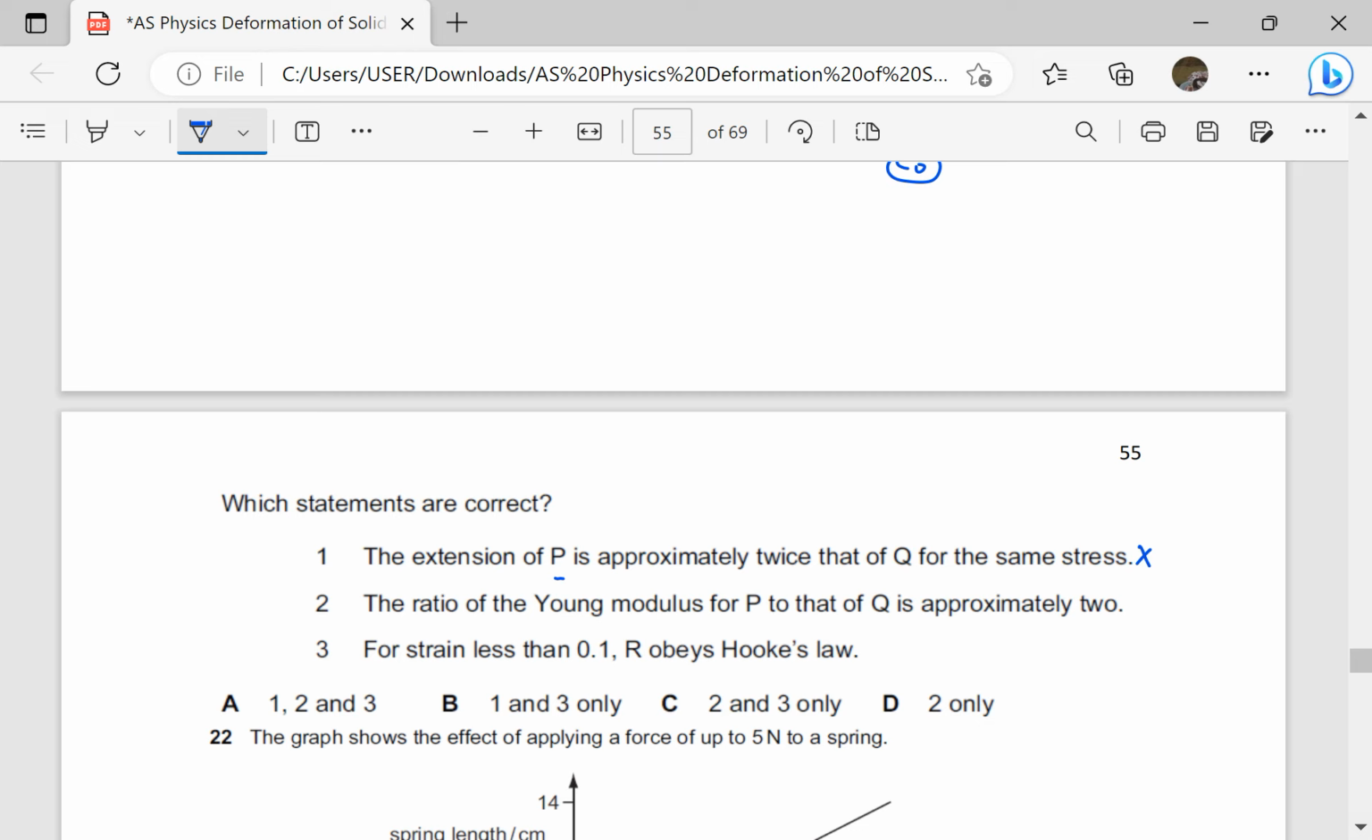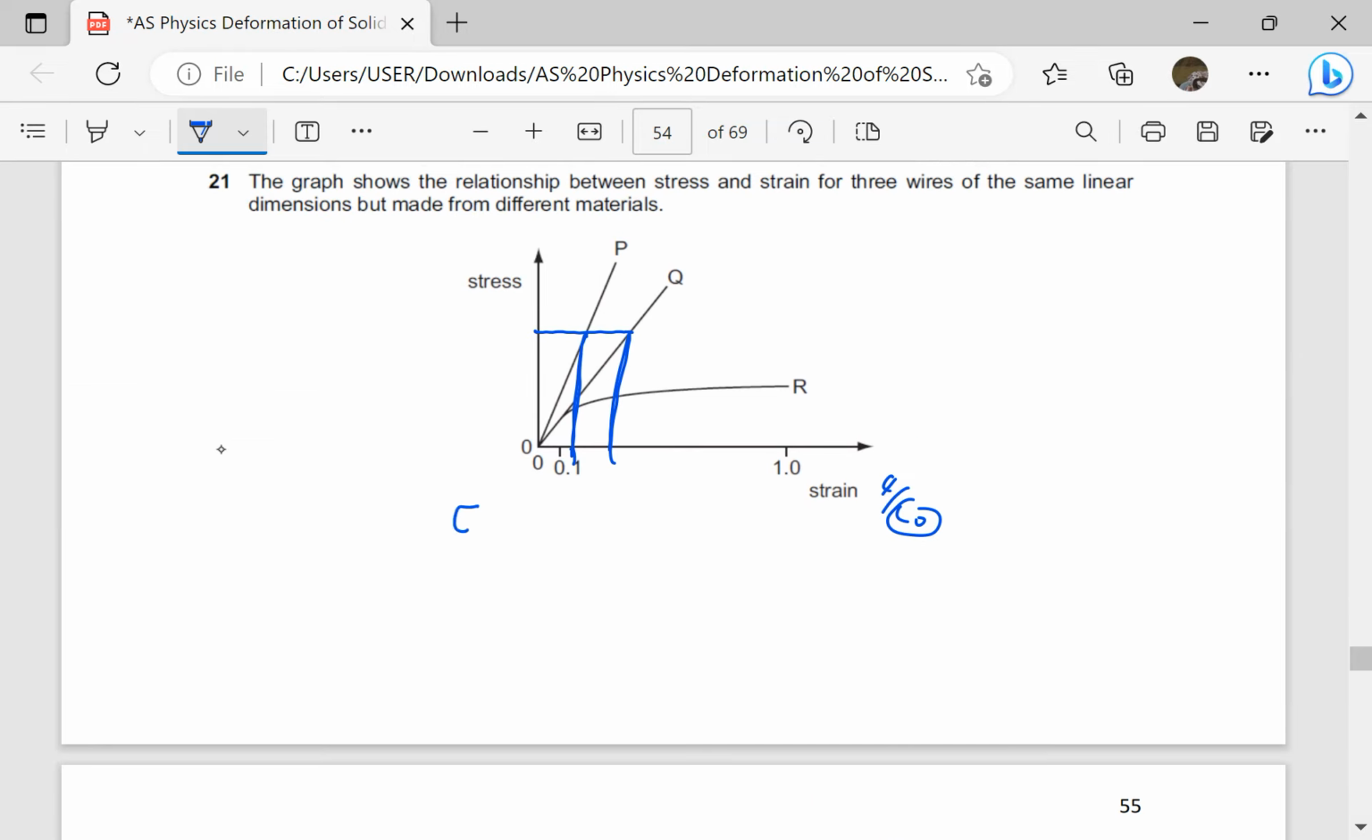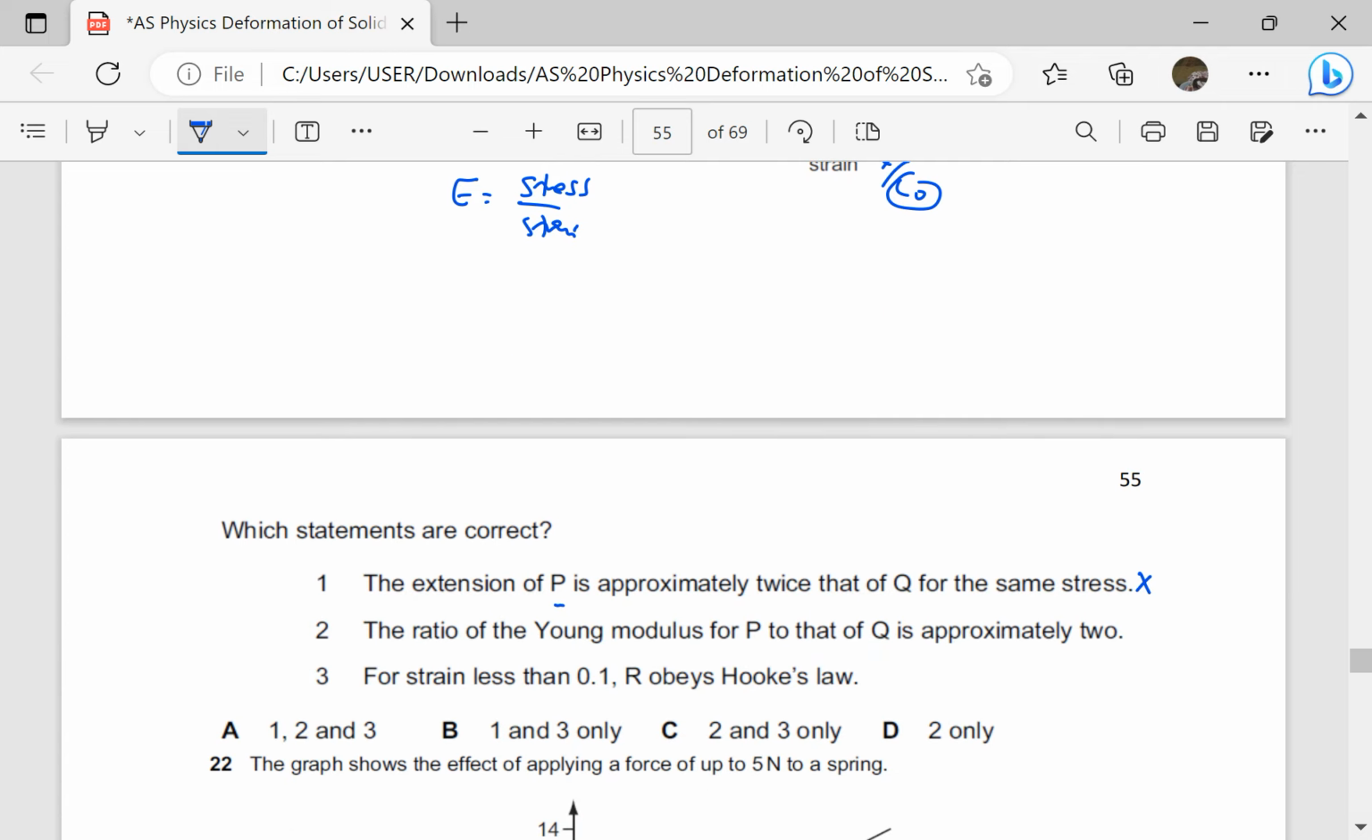The ratio of Young modulus of P to that of Q is approximately 2. Okay, let's check. Remember, Young modulus is equal to stress over strain. So if I take the same stress, the extension of P is half that of Q. Since Young modulus is inversely proportional to strain, when strain is a half, the Young modulus is twice. So that is correct. The ratio of Young modulus of P to that of Q is twice.